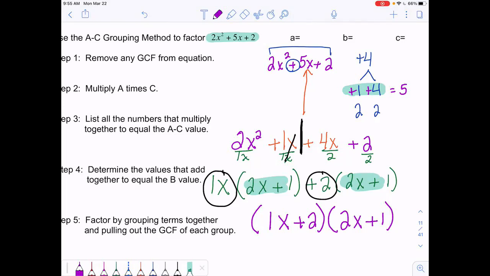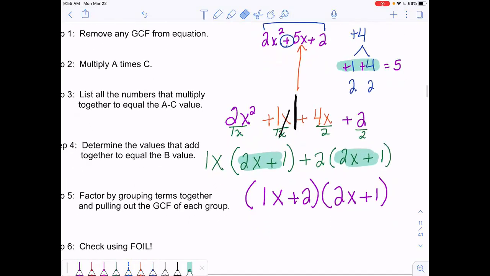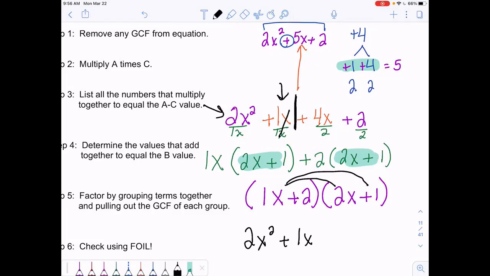That's a lot. So I want to show you how this works using FOIL. And you'll see, you don't have to write the foiling step down, but I'm just going to show you how this is working with FOIL. So if I FOIL, which is the opposite of factoring, Mr. King just did that. I take 1x times 2x, I get 2x squared. Notice right here, there's 2x squared. If I take 1x times 1, I get 1x. Right here's my 1x. 2 times 2x is 4x. Oh, right there's my 4x. And then 2 times 1 is 2.